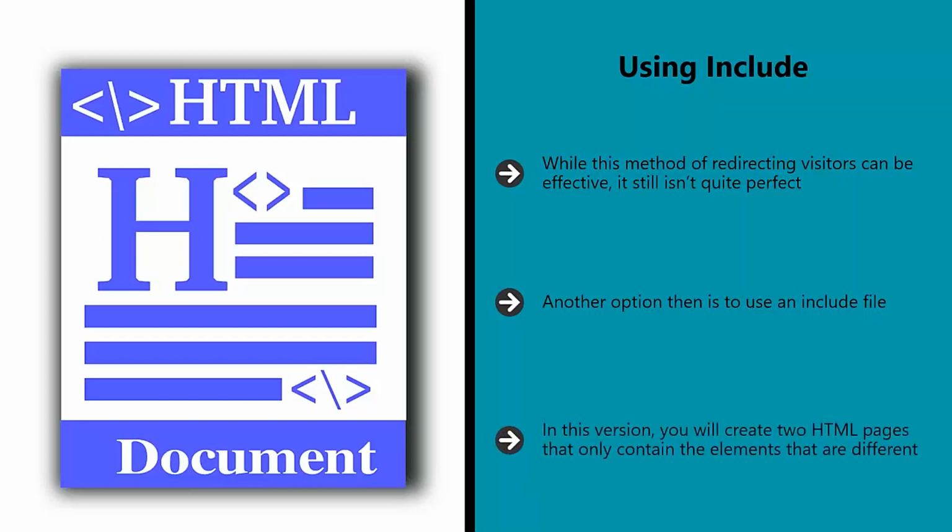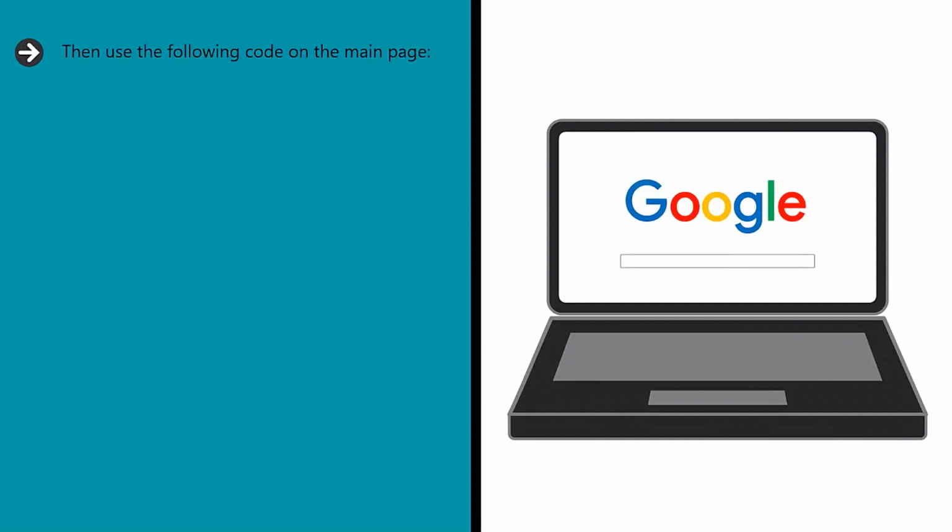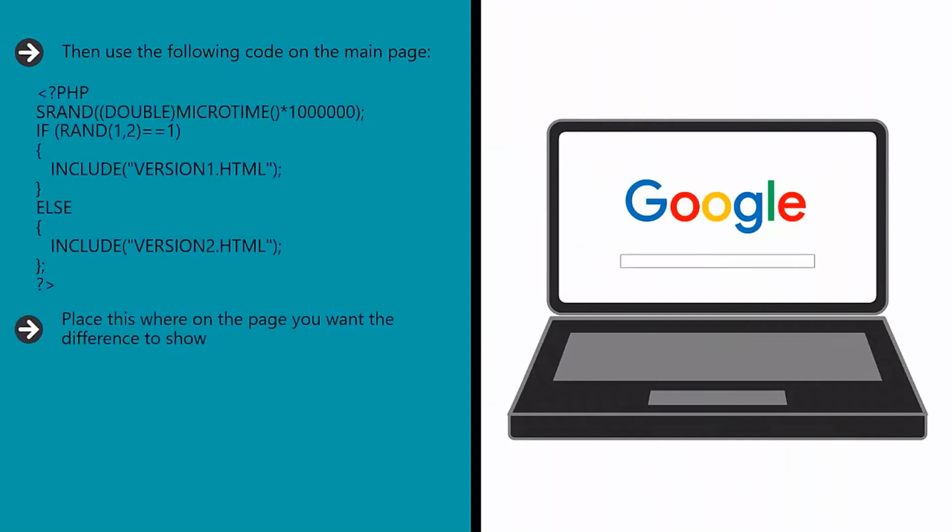In this version, you will create two HTML pages that only contain the elements that are different. This works particularly well if you are changing something about the text, for instance. Save these as version 1.htm and version 2.html. Then use the following code on the main page. Place this where on your page you want the difference to show. Of course, this becomes a little harder to track, and it won't be suitable for every single option. But you can always create two full-page include files and have them load instead.